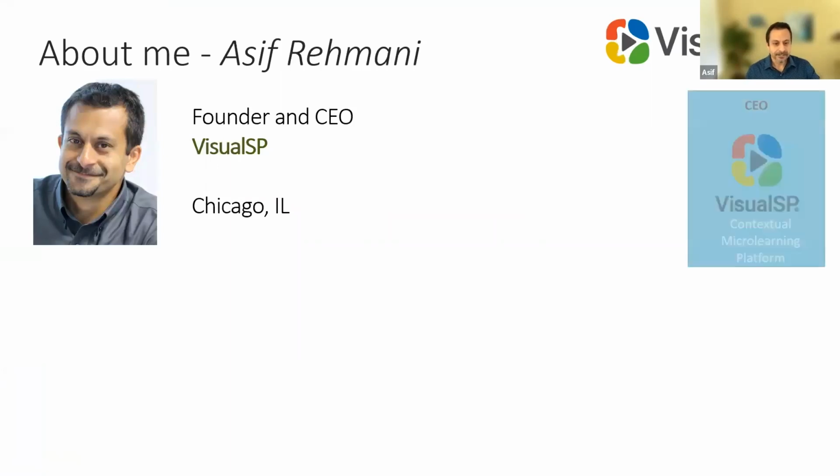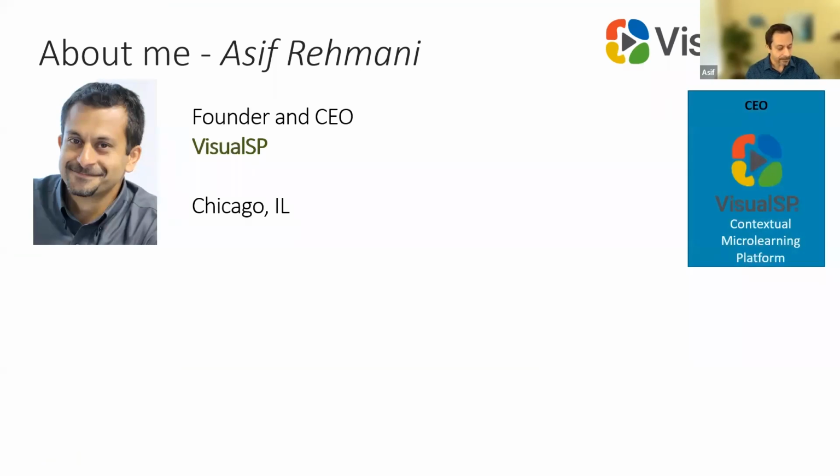Okay, so a quick introduction of me. Asif Rahmani from Chicago. As I mentioned, I run a company. I'm the founder and CEO of a company called Visual SP. And myself as an individual, as well as our company Visual SP, we're completely focused on this concept of contextual microlearning. That's all we do, and that's all we talk about. And the things I'll be talking about are, like I said, very close to me, and something that our company helps many, many other companies with.